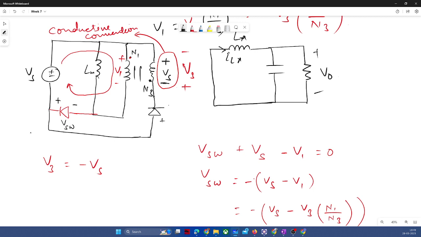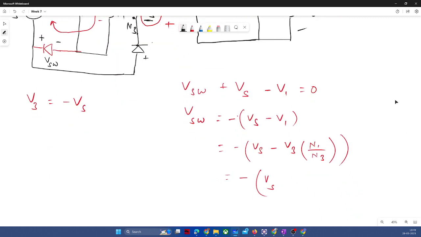Now you apply the KVL. If you apply the KVL, then Vs minus V1, right? You agree? Okay, so if you agree, then we can write the relationship between V1 and V3, which is nothing but the turns ratio, and V3 is equal to minus Vs, right? So minus minus plus N1 by N3.